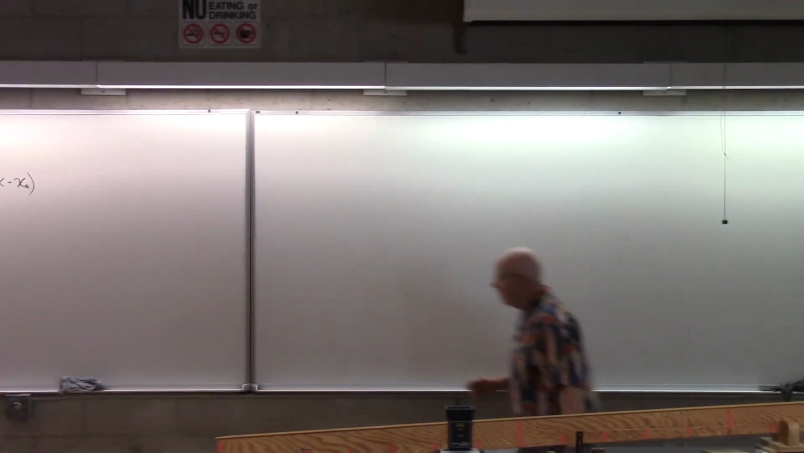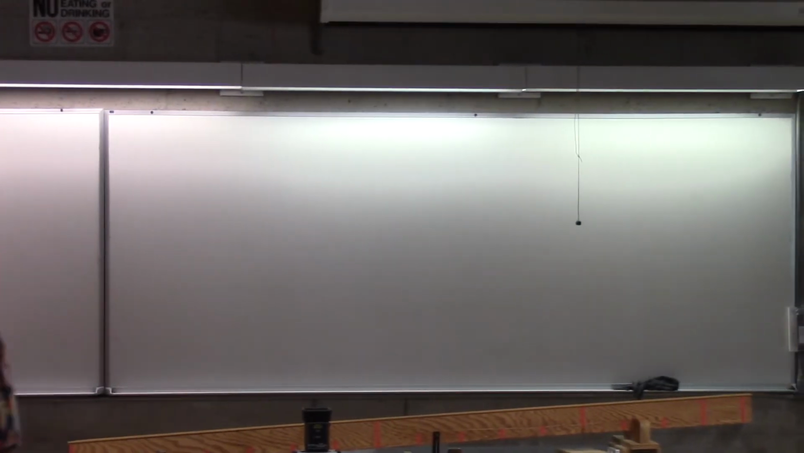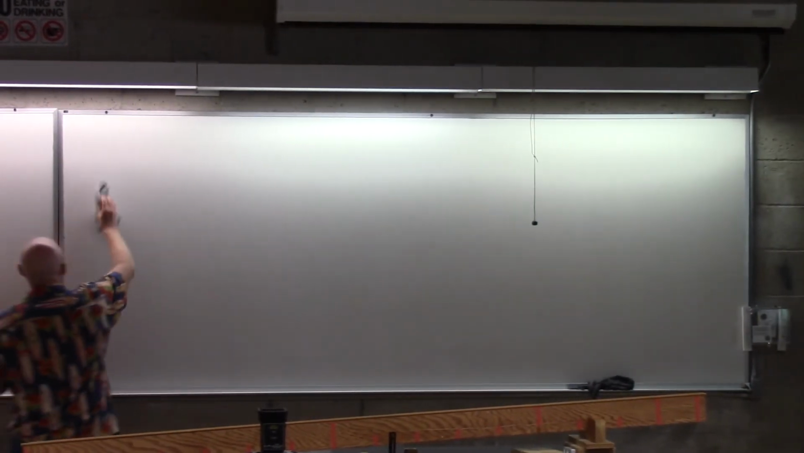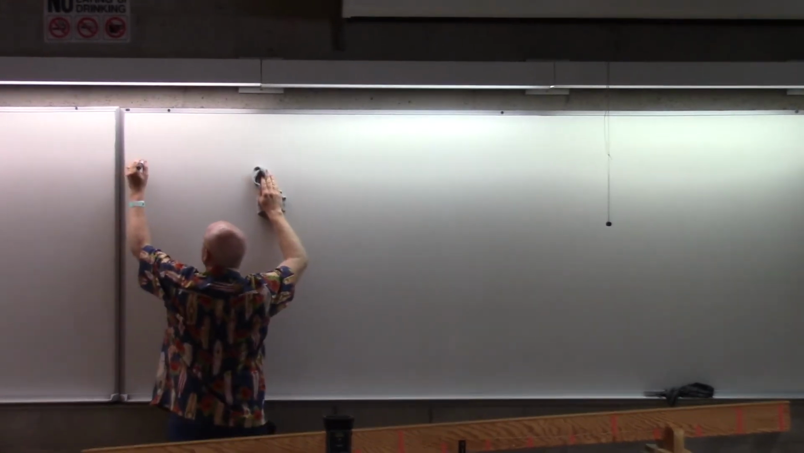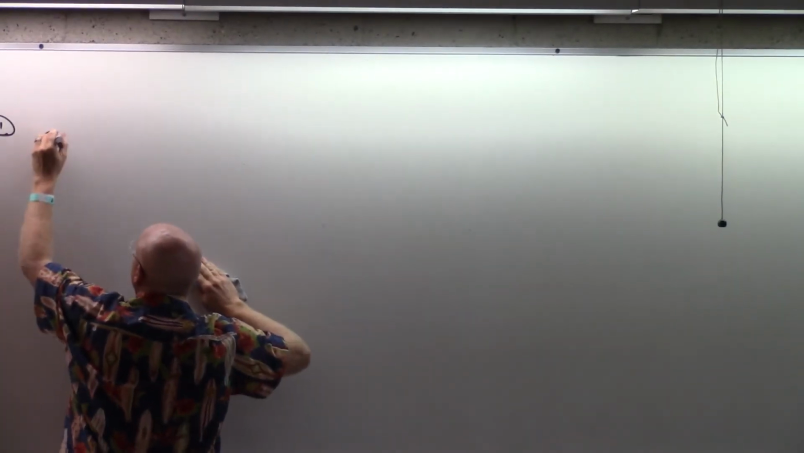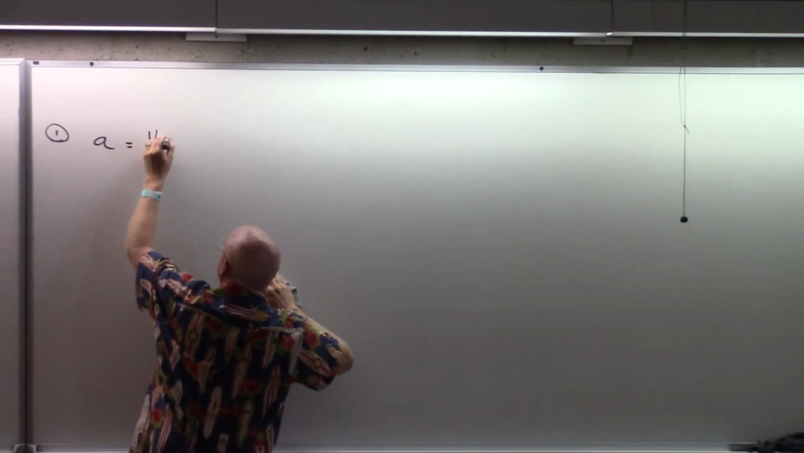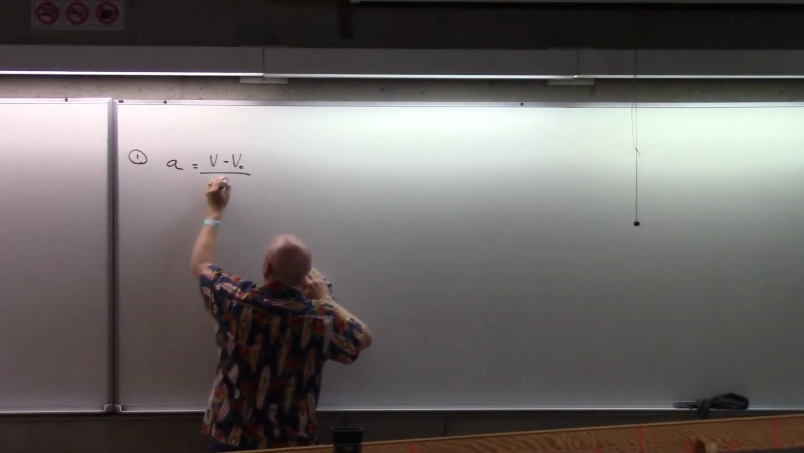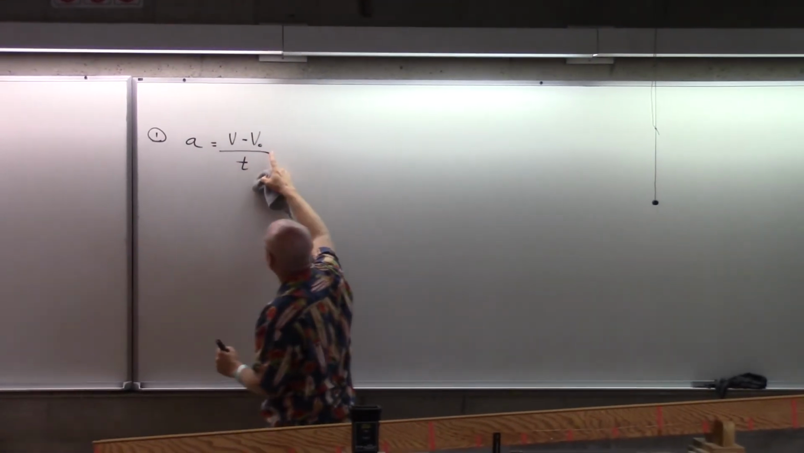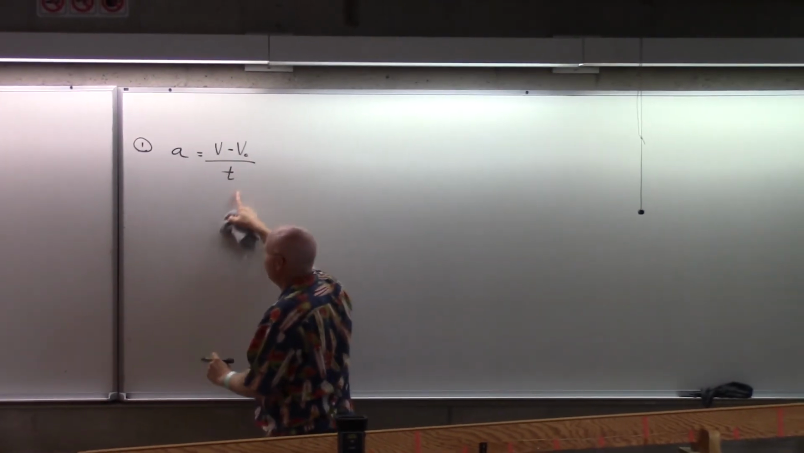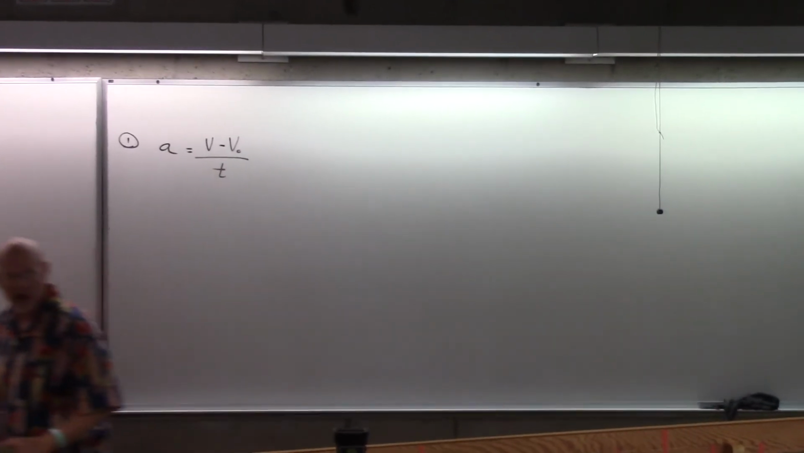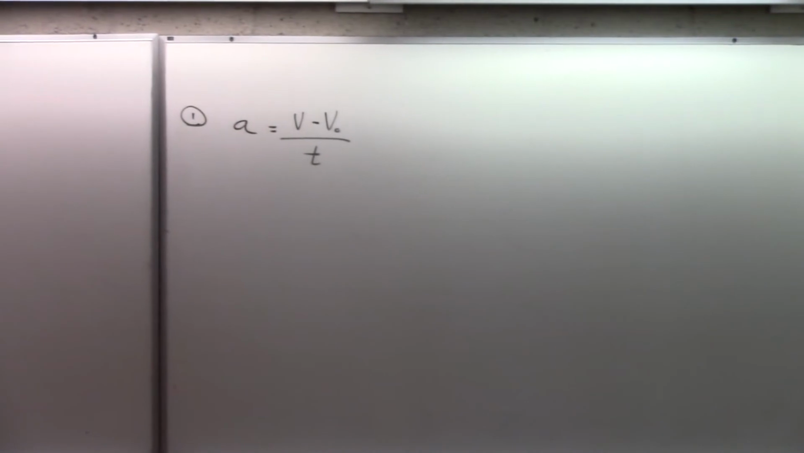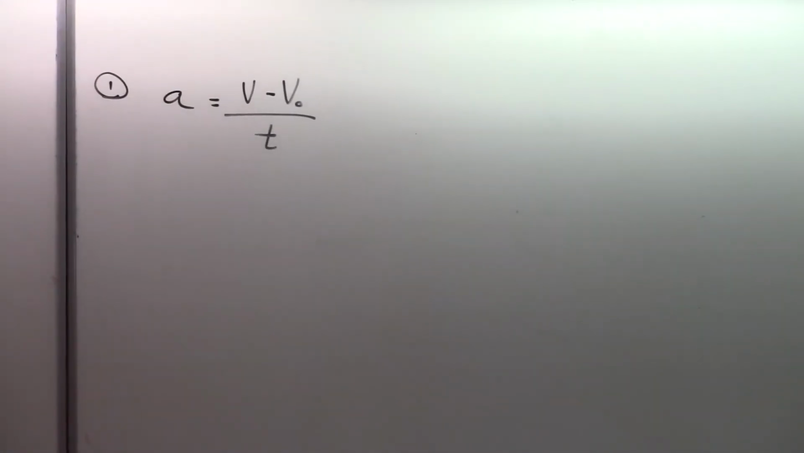Let me solve the first equation, and maybe I'll do this a little faster so we can get into some problems. If I take the final speed, subtract the initial speed, divide by t, I'm going to get a. So this is solving equation number 1 kind of quickly for a, and let me put it into number 2.